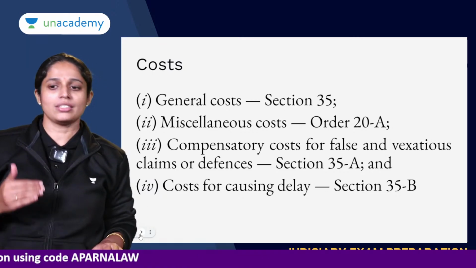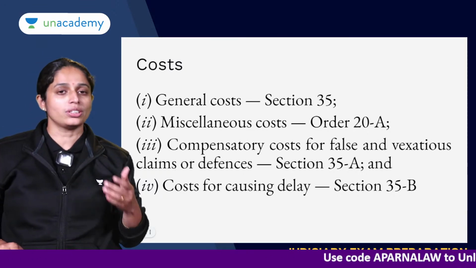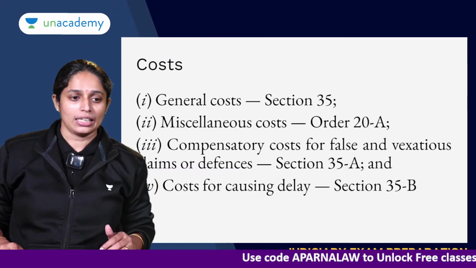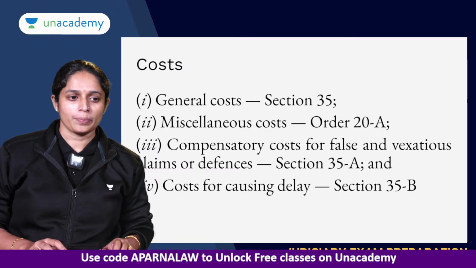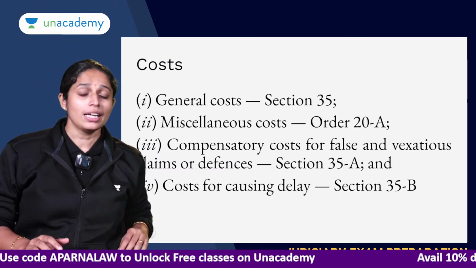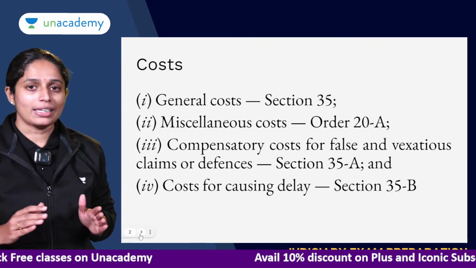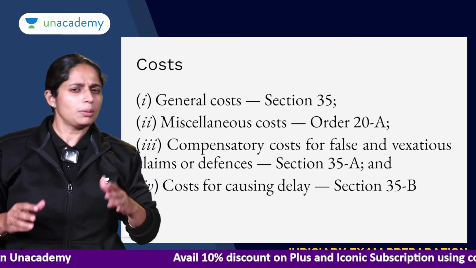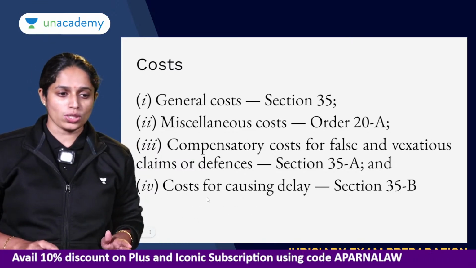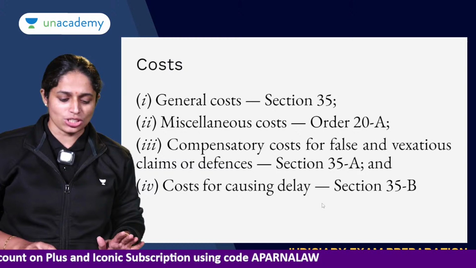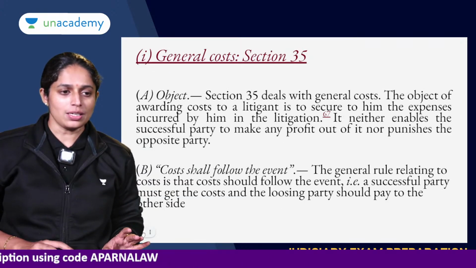And the last one is Section 35B, where I recently mentioned how costs are awarded for causing delay. If you cause a delay, how costs are awarded, that is being provided. Okay, these are the four categories of cost which we can understand. Not only in the course of judgment, even the fourth one, the cost for causing delay, can be awarded at any stage of the suit. Okay? Yes, this is the one thing.